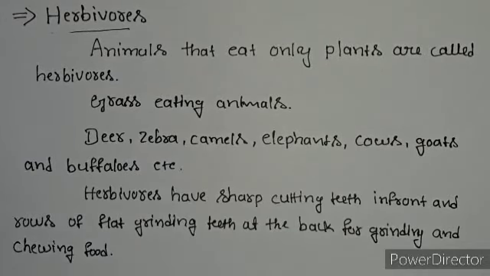Herbivores have sharp cutting teeth in front. They have sharp teeth in the front for cutting plants, and rows of flat grinding teeth at the back for grinding and chewing. At the back they have large, strong and broad grinding teeth. Grinding teeth help them to chew and grind the plant parts or food.